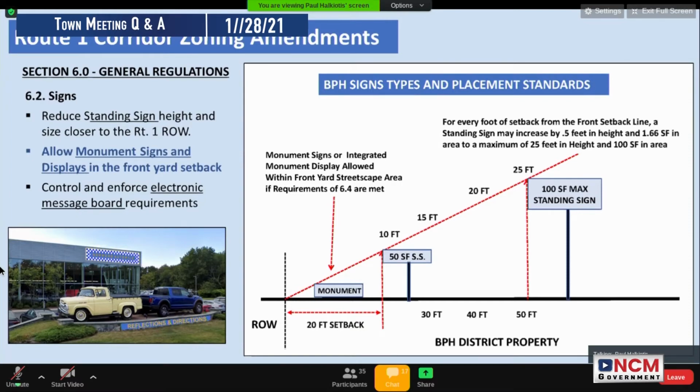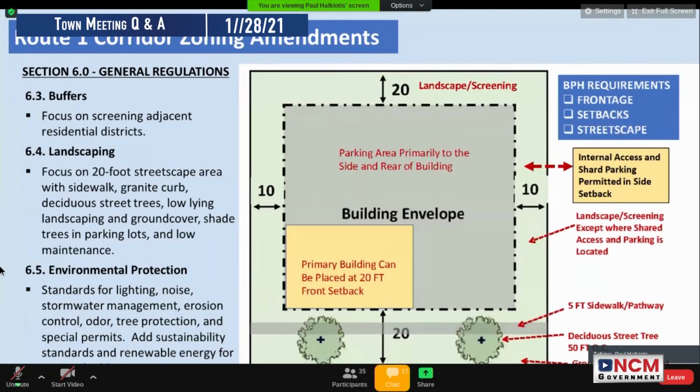This slide shows how far back you would have to go to put up a sign of 50 square feet. And it shows that if you want to have a 100 square foot sign, which is currently allowed in the bylaw, you have to push that back at least 50 feet. And that is a way that we're going to try to discourage those big signs and encourage more of these smaller monument type signs.